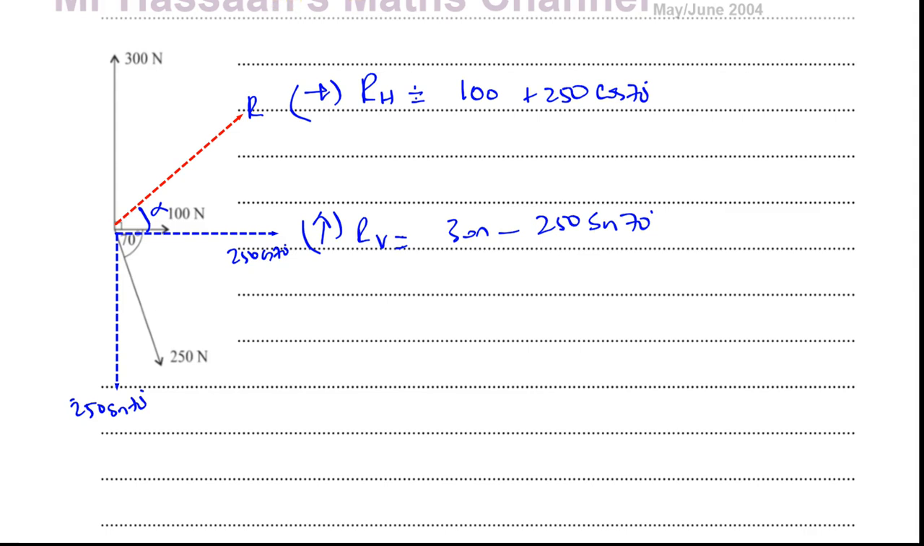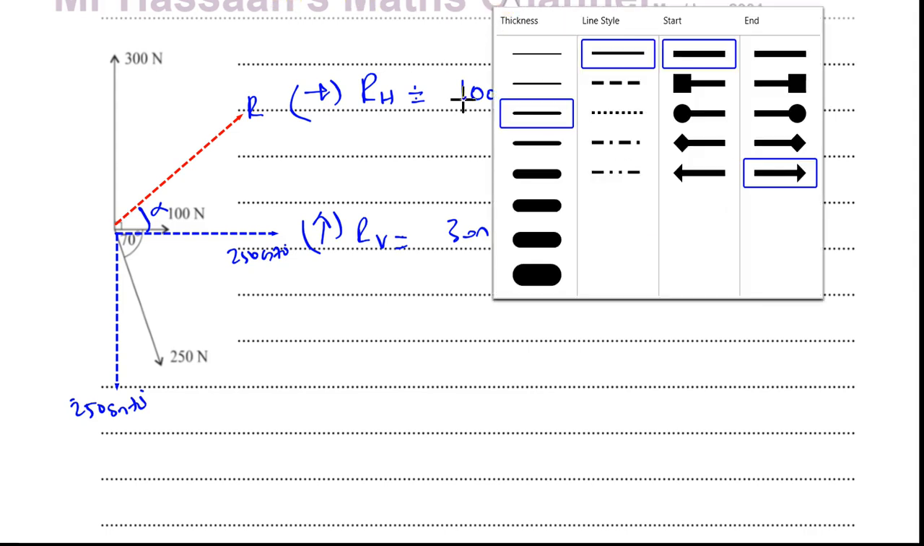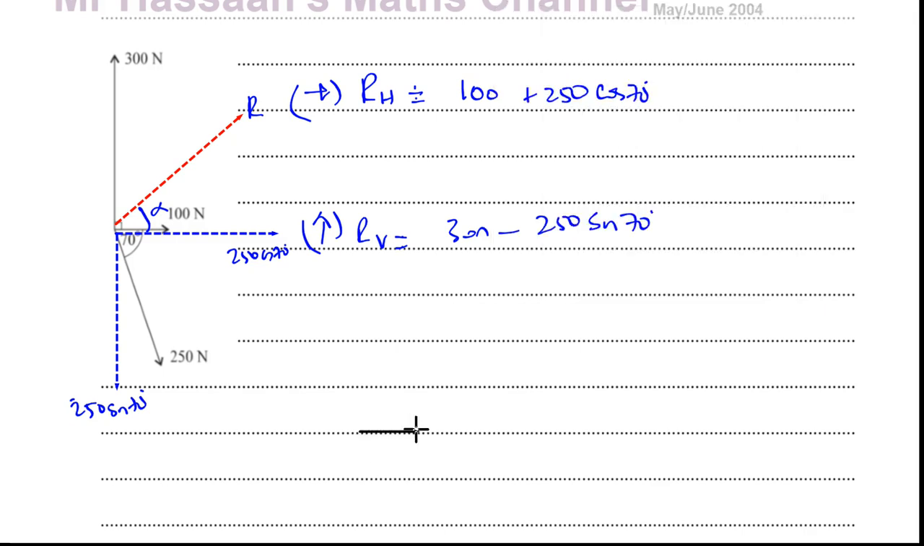I'm going to draw that first as a vector. So that's a horizontal component, and this is the vertical component. All right, so horizontal and vertical components of the force. So this is RH, and this is RV, and our resultant force is basically this. Okay, this is the resultant force.